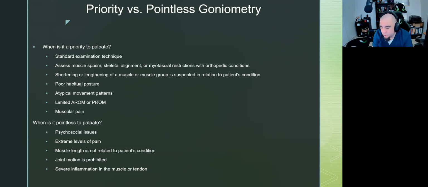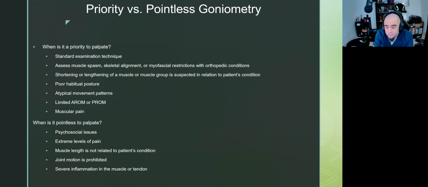Well, if the patient has psychosocial issues, meaning they don't like to be touched, they can't handle being touched, they have some other kind of dissociative disorder that's going to prevent us from doing an effective treatment, at that point it may be pointless to even do range of motion and goniometry with them, or even to palpate them, because we don't know what the result's going to be. If they have extreme levels of pain, if this patient is literally just writhing in pain, that's not necessarily the time to do goniometry and range of motion. It's time to determine why they're in so much pain.